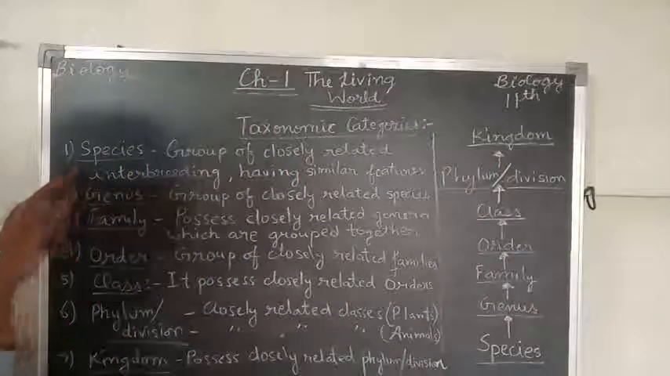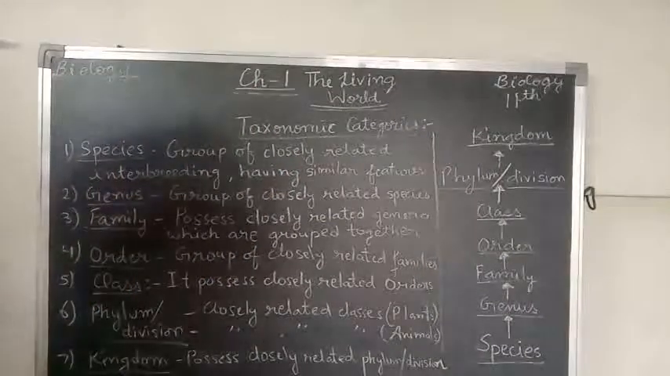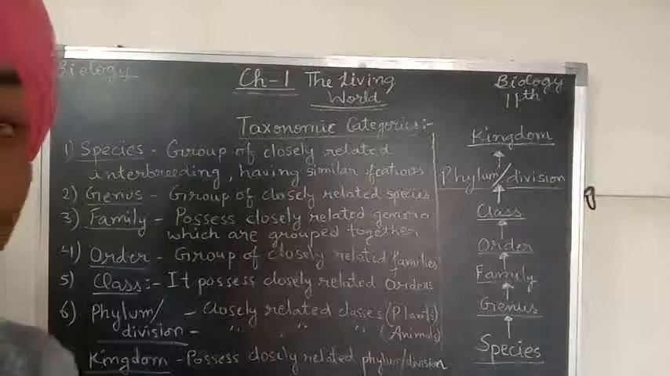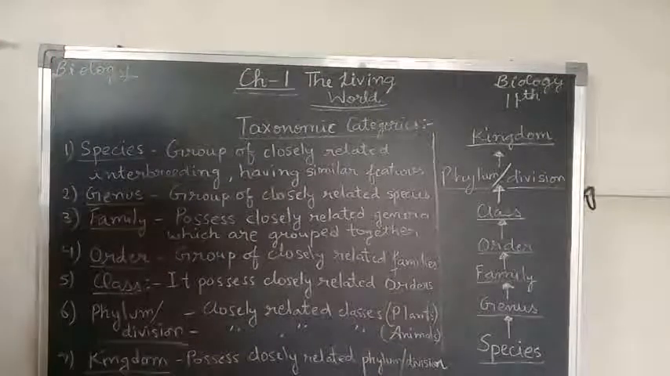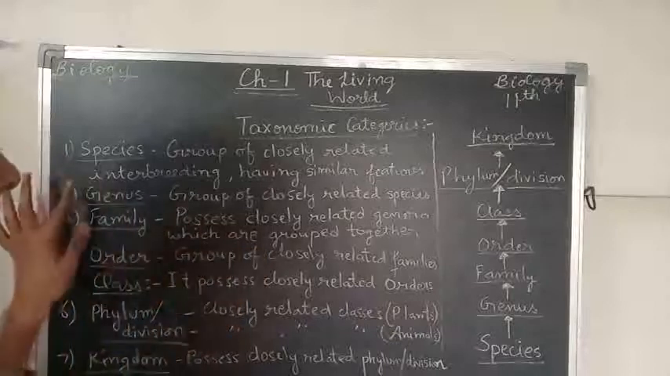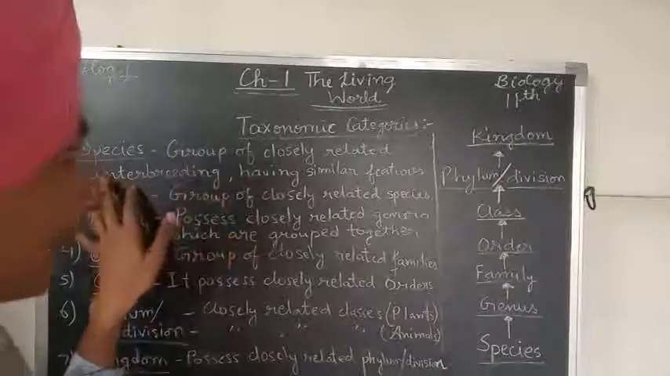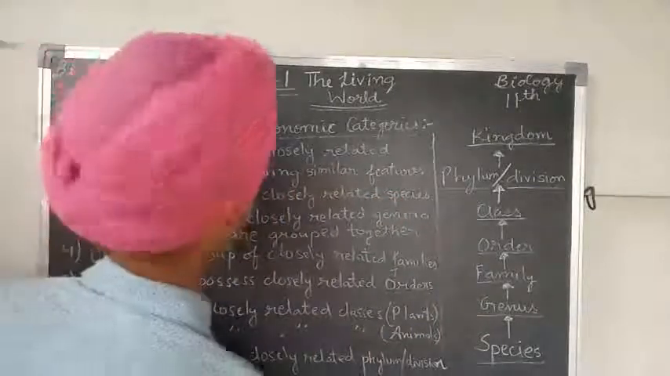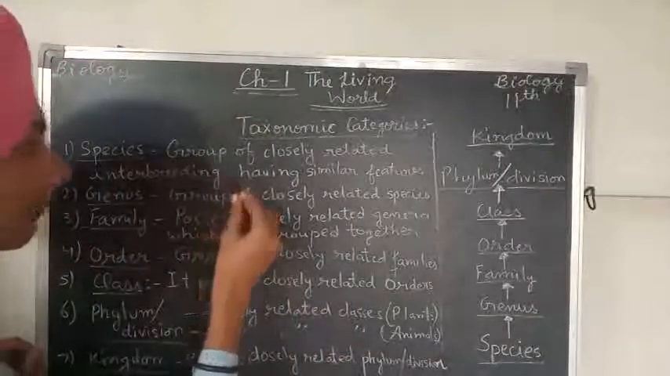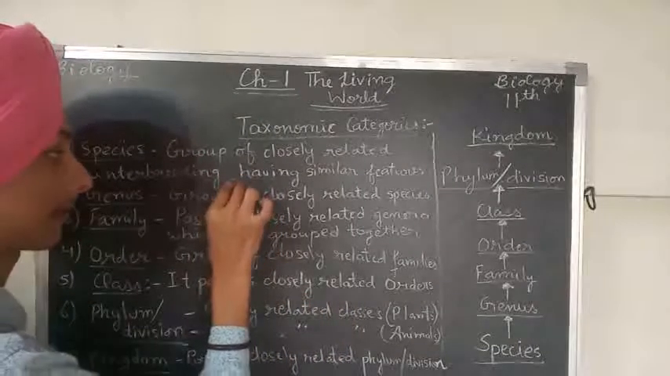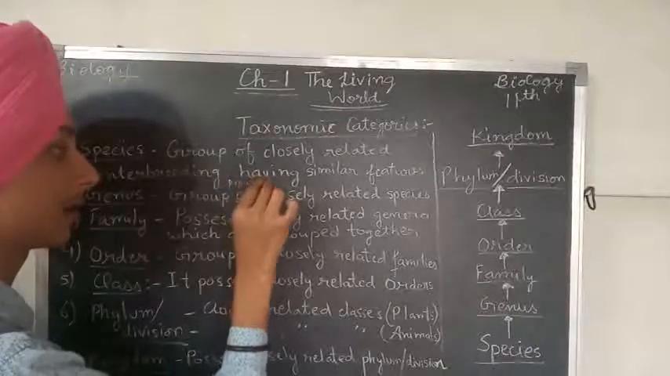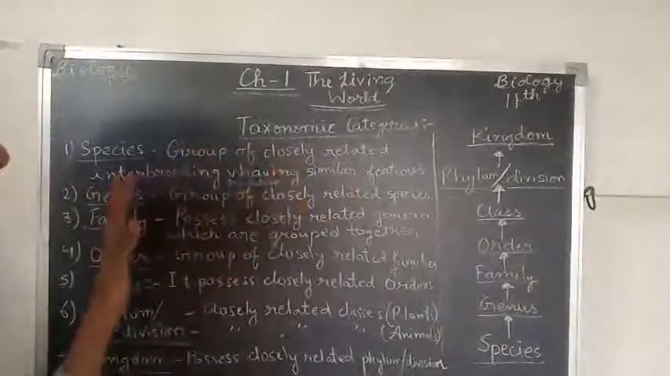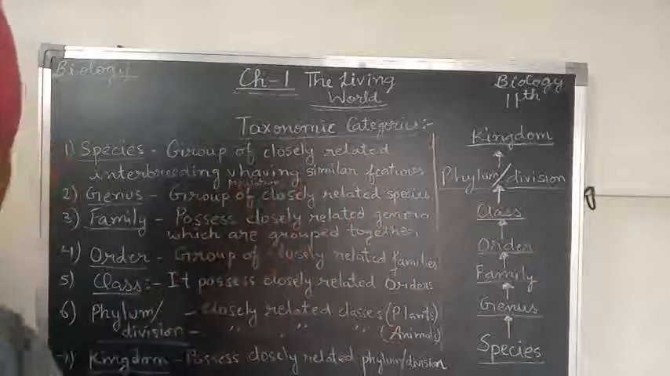First one is species. Species is defined as a group of closely related interbreeding population having similar features. I forgot the word population, so you have to write it here: group of closely related interbreeding population having similar features.